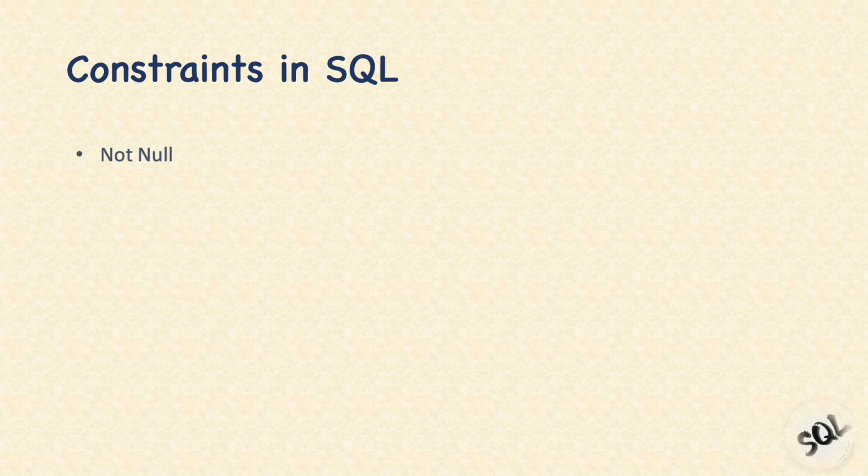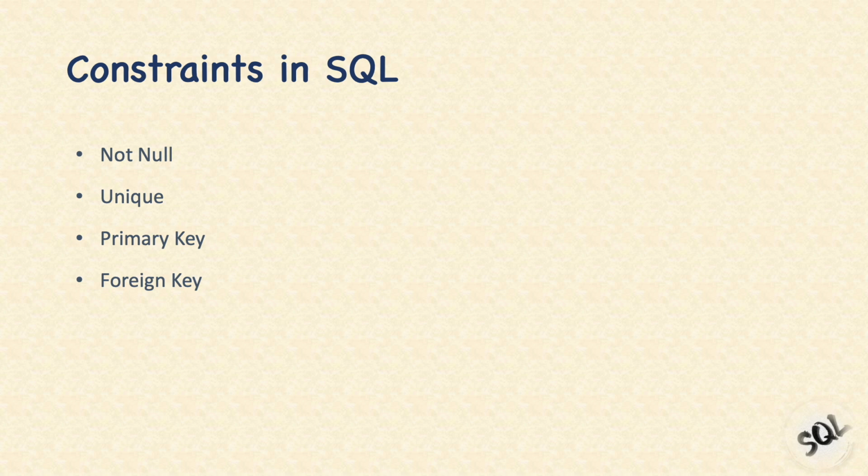The first one is not null. When applied, it ensures that a column cannot have a null value. And also we have unique. This constraint ensures that all values in a column are unique. The primary key constraint is actually a combination of not null and unique. Since primary key is one of the important constraints, a detailed discussion is included later in this tutorial.